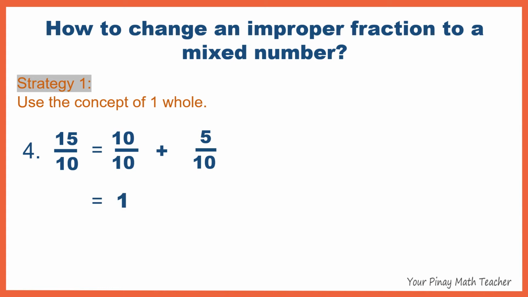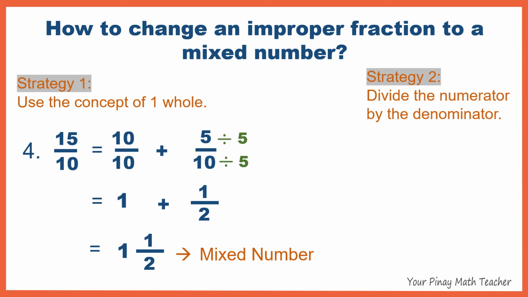So we have 1 whole plus, you have to reduce 5/10 by 5. So we get 5 divided by 5, 1 whole, 10 divided by 5, 2. So we have a lowest term of 1/2. So if you combine them, we get 1 and 1/2 as the mixed number in its lowest term of 15/10.